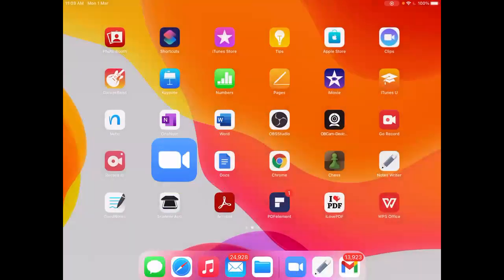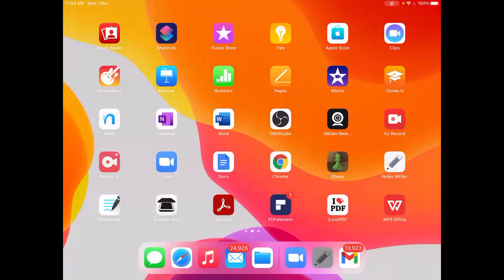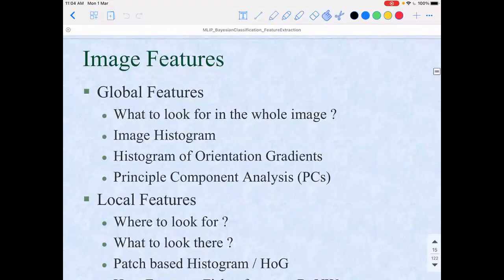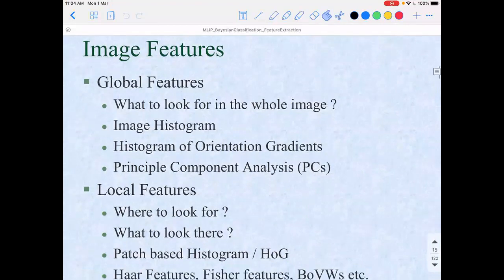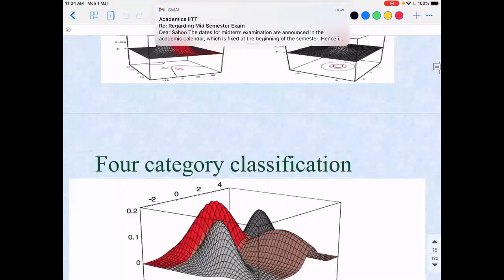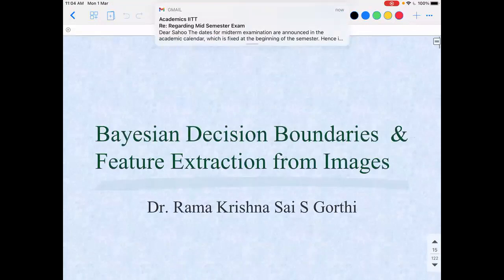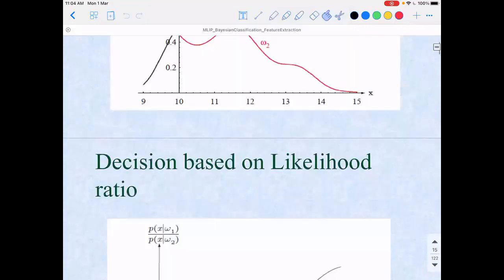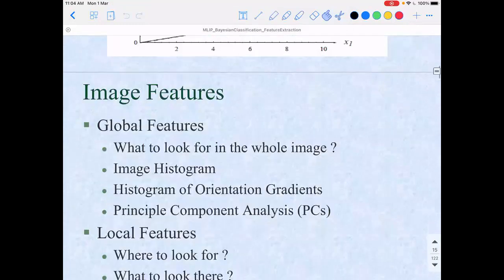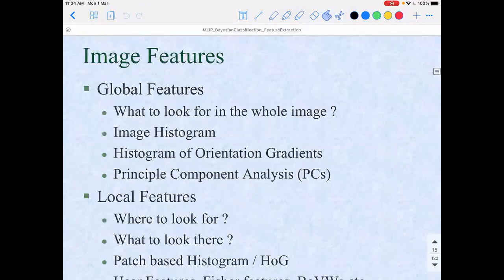Okay, so now the question is what kind of features to look for. Can you give some thoughts on what kind of features you think are important? We can go back to our discussion on classification, fish classification, or the more general case of face recognition. Can you think of what kind of features we should extract?